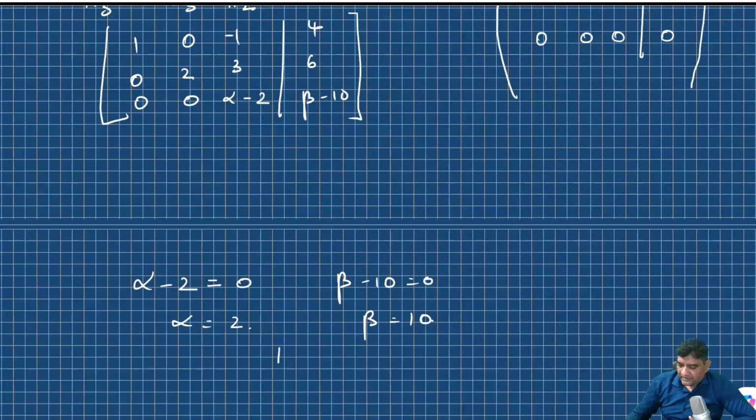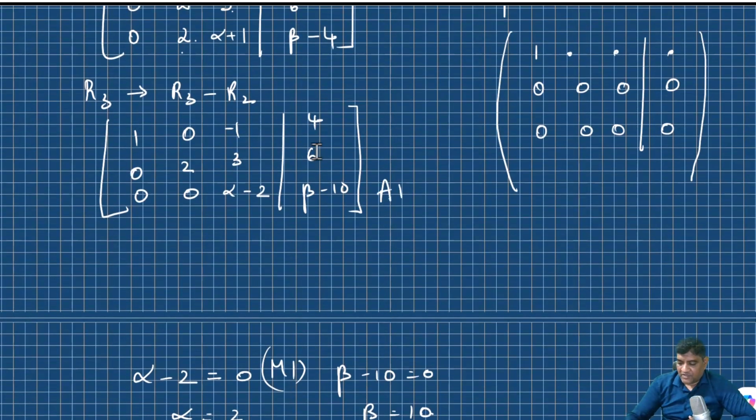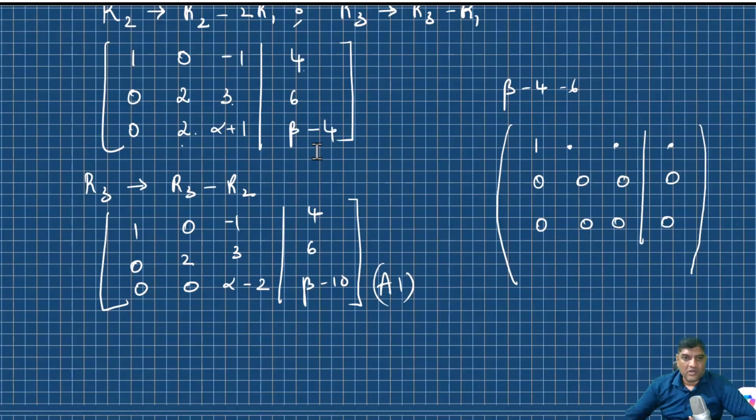Getting the value for alpha and beta, we get an A1 mark, and equating the third row to 0, I get a method mark for equating the third row to 0, and getting the correct third row will get me a 1 mark. So that's your 3 marks. And attempting to apply row-echelon form, we'll be getting 2 marks here, an A1 and then a method mark for simply attempting that. So that's your 6 marks.